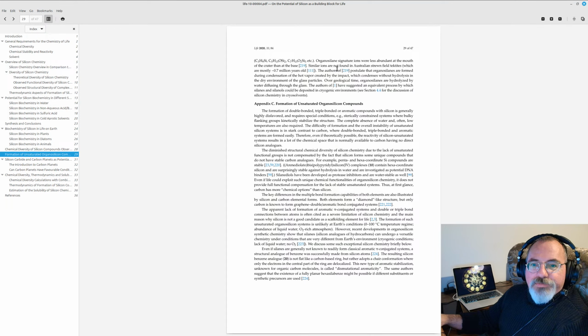The authors of whatever 219 is, that's a paper they're referring to, postulate that organosilanes are formed during condensation of the hot vapor created by the impact, which condenses without hydrolysis in the dry environment of the glass particles. Over geologic time, organosilanes are hydrolyzed by water diffusing through the glass. The authors have suggested an equivalent process by which silanes and silanols could be deposited in cryogenic environments. See section 4.1 for the discussion of silicon chemistry and cryosolvents, which I believe we've already covered.